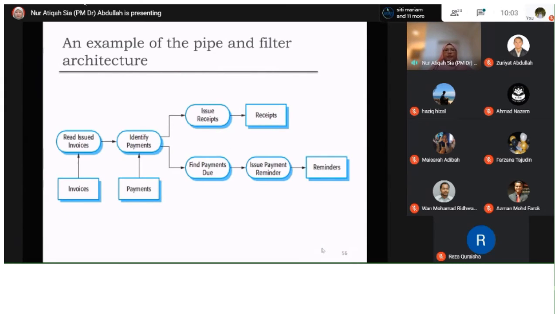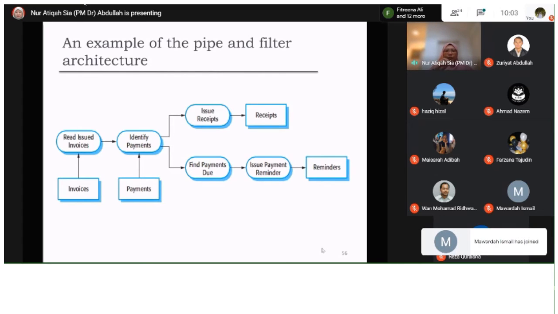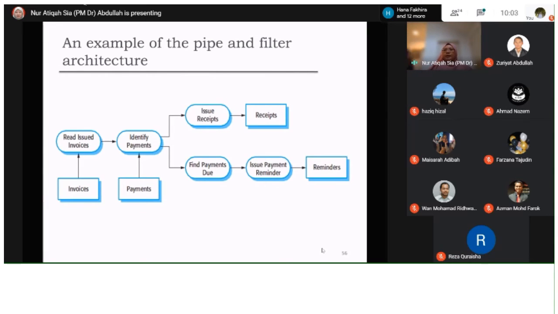Okay, so this is the example of it, a pipe filter. Dia ada invoice, read issue invoice. Once baca, dia identify payment. Sekiranya ada payment masuk, maka dia akan issue receipt. Sekiranya payment tak masuk, dia akan beritahu bila payment due dan dia akan keluar reminder. So dia akan hantar reminder kepada recipients dan sebagainya. This is the example of that process, bermaksud benda tu melibatkan satu business process.